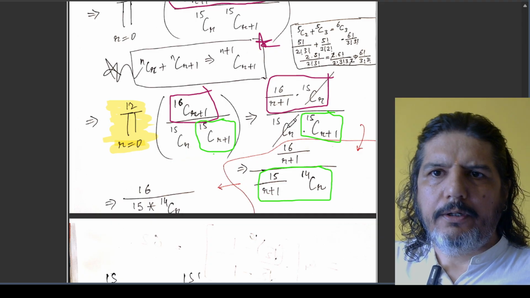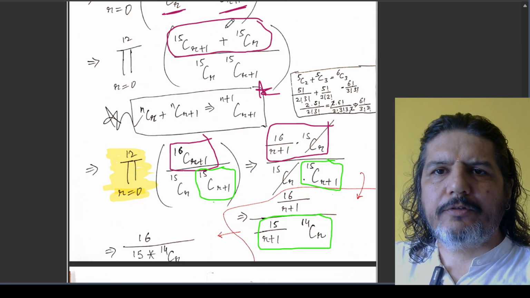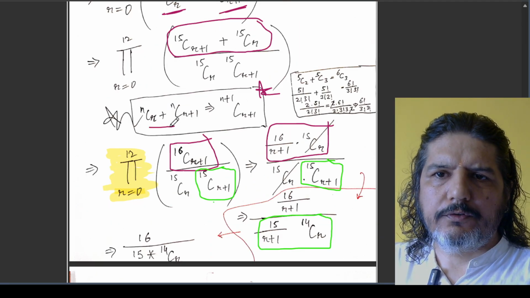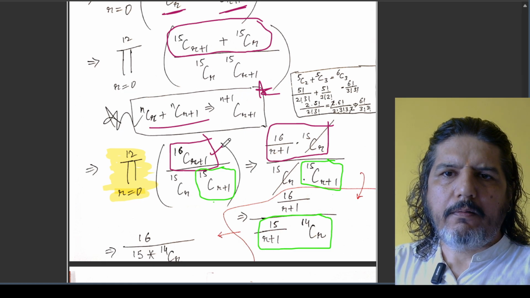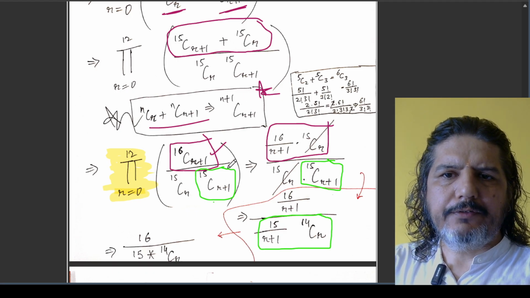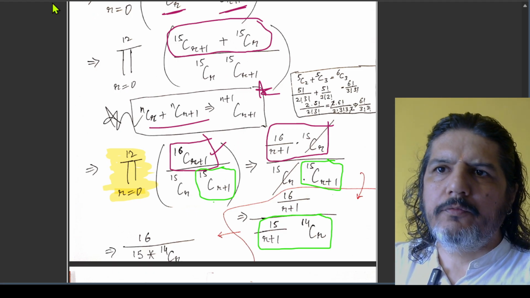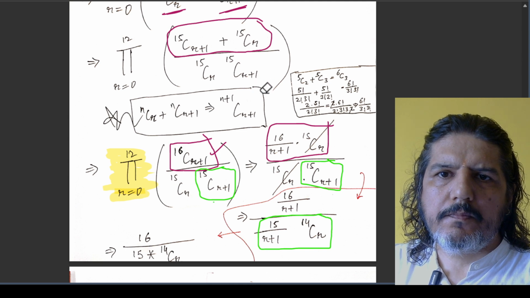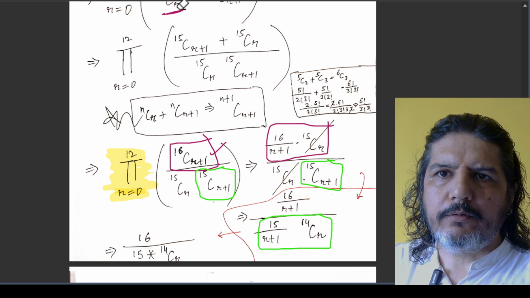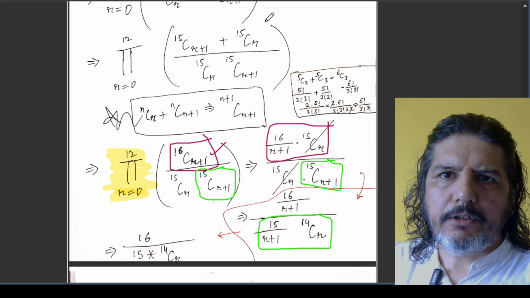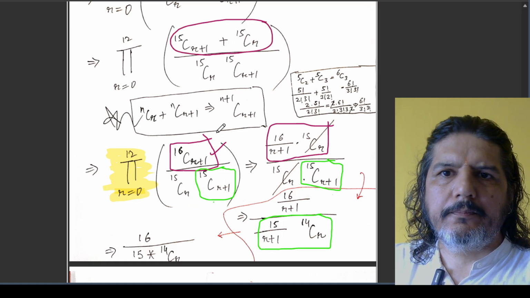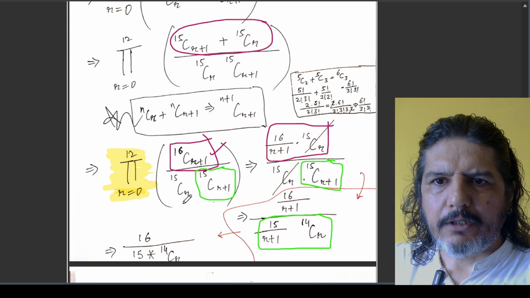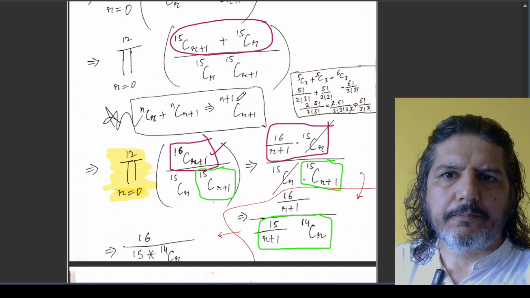So now, once we have reached this, 15CR plus 1 plus 15CR, when I use this result, becomes 15 plus 1, 16CR plus 1 upon 15CR and 15CR plus 1. I'll try to explain this again. See, this numerator becomes 16CR plus 1. The denominator is 15CR, and this is 15CR plus 1.